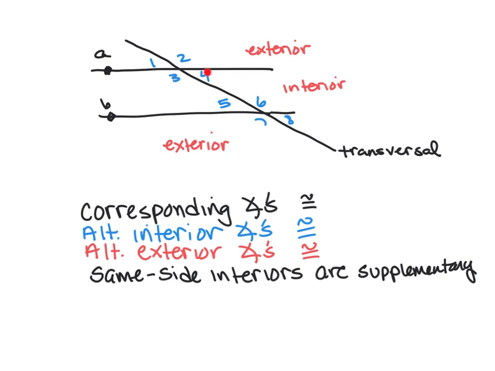Same over here, same side of the transversal, interior section of the parallels: angle 4 and angle 6 are supplementary. If I add them together, they will equal 180 degrees. These rules are what we're going to be putting together today to figure out how to find opposing angles or find other angles within the transversal.